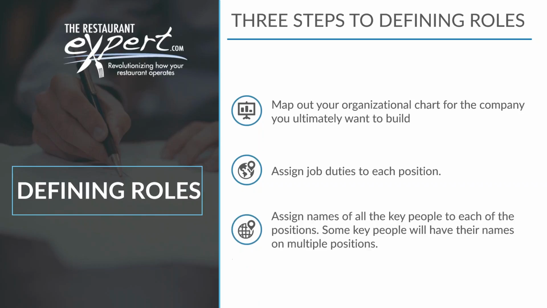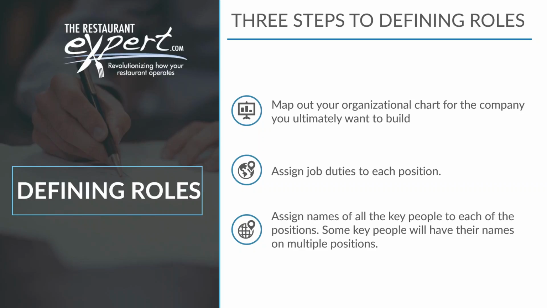Last but not least, we now assign people's names to each position we've created in our organizational chart. That means one of the owners may be on 5 of those positions. Another owner may be on 1. A manager may be on 3 positions. A line employee may be a line employee in one and a catering salesperson on another. So each person may wear multiple hats.